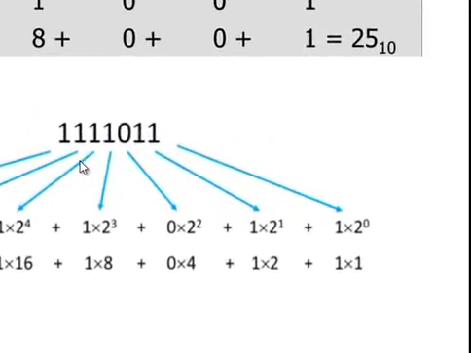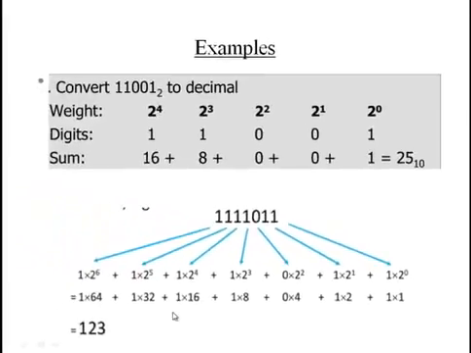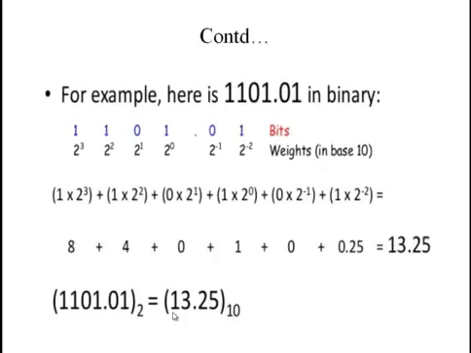Another example is 1111011. There are 7 digits, so the weight associated with the first digit is 2 raised to power 0, 2 raised to power 1, and so on. The weights go on increasing to 2 raised to power 6. These digits are multiplied by the corresponding weights associated with them, and then these are added. The resultant is 123.